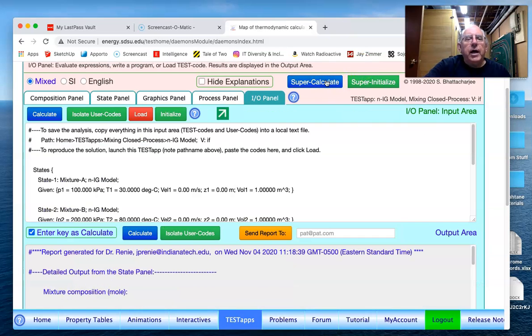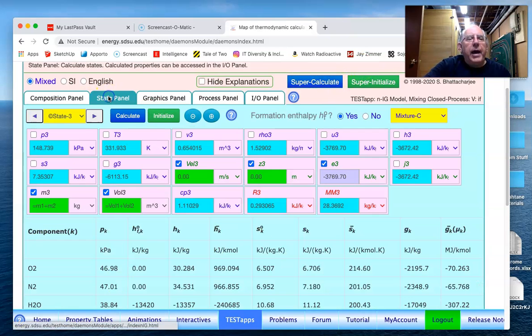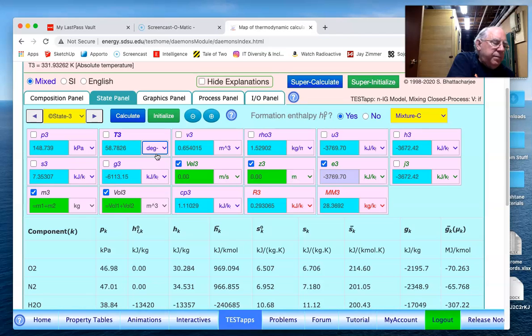I do a super calculate. I now can go back to the state panel, and the state panel tells me that the final pressure was 148,739, and the final temperature in Celsius is 58.78. And so that is the answer to part A.